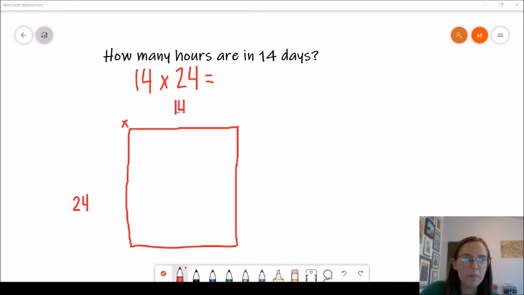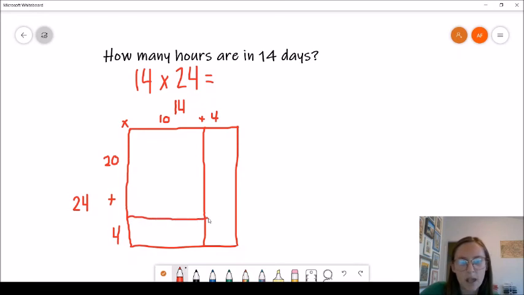Here is my area model. So my 14, I can expand into 10 plus 4. So I can chunk my columns into 10 columns plus 4 columns. And then my 24 here, I can expand that into 20 plus 4. So I can chunk my 24 rows into 20 rows plus 4 rows and then multiply. So for this larger area, I have a length of 10 times a width of 20, which would give me 200. Then I have a length of 4 times a width of 20, which would give me 80. Then I have a length of 10 times a width of 4, which would give me 40. And I have a length of 4 times a width of 4, which would give me 16.